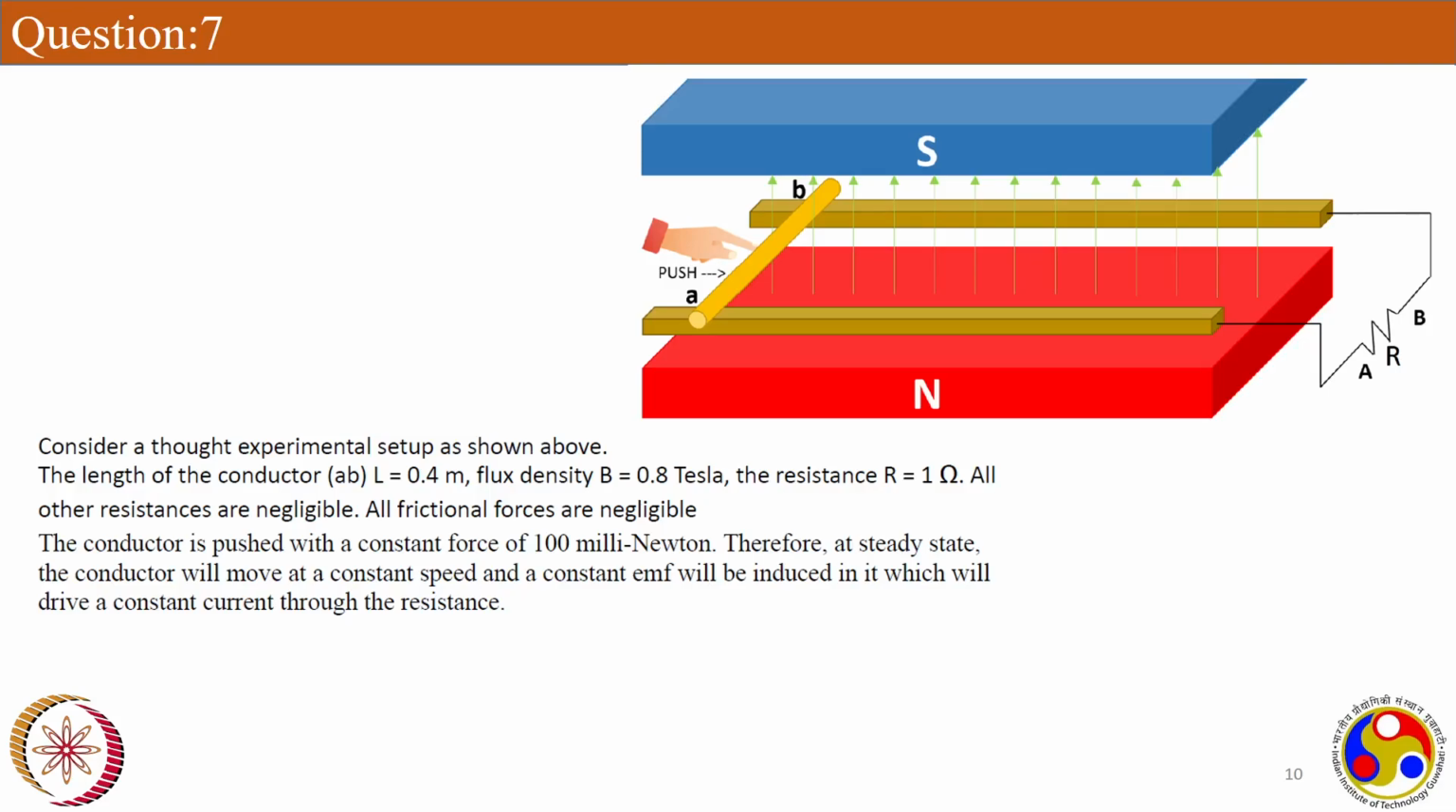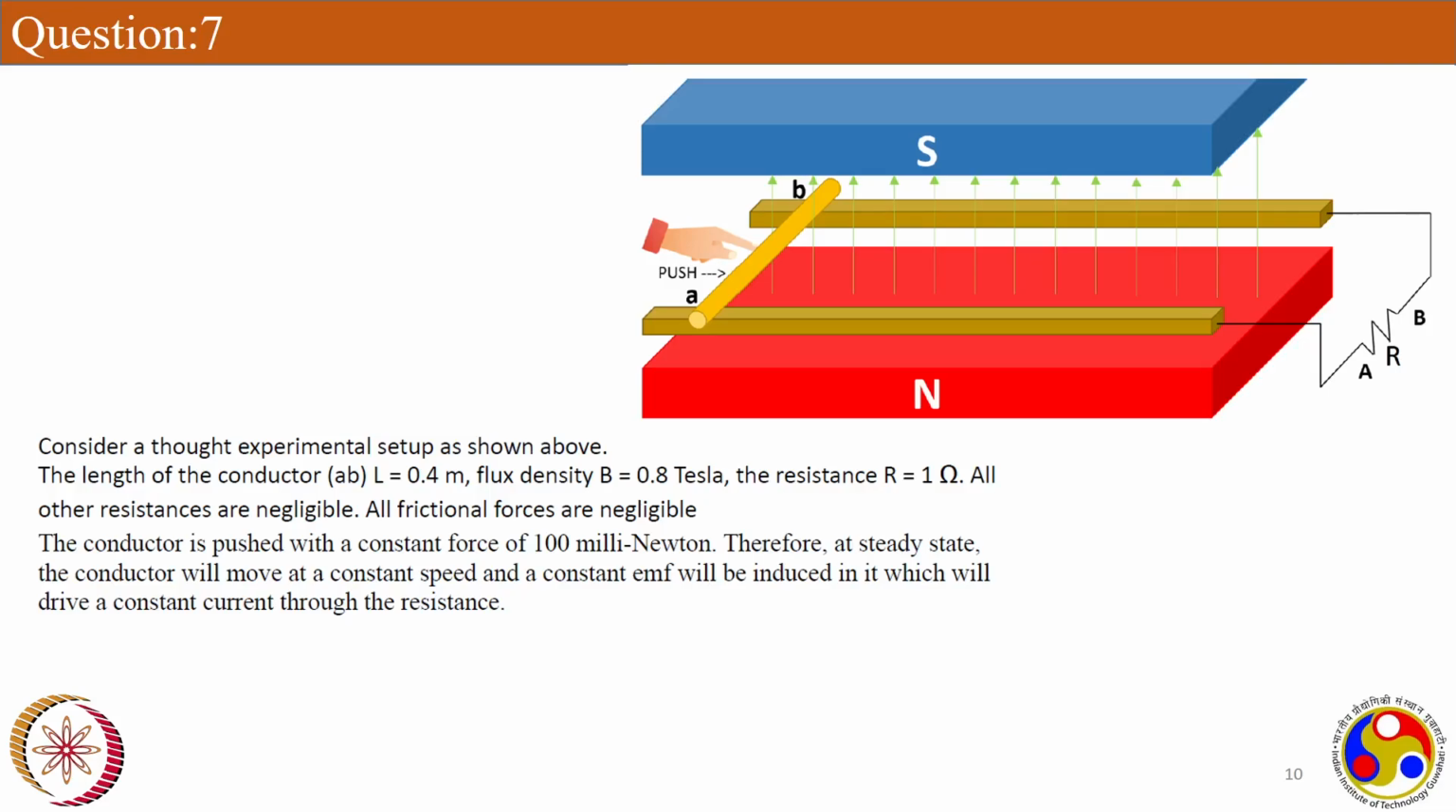Now this is what we are looking at in the picture. Now let's read the question. The length of the conductor AB is 0.4 meters, and the flux density, magnetic field intensity, B is 0.8 Weber per meter square, or Tesla. Don't confuse, Tesla is also an SI unit, which is equivalent to Weber per meter square. And the resistance we are seeing at the end of the rail is 1 ohm. Everything is fine. All other resistances, the conductor resistance, air resistance, rail resistance, everything is negligible. Only resistance present in the circuit is the 1 ohm connected across the terminals of the rail.